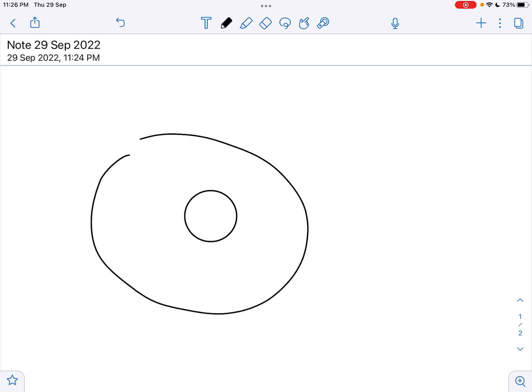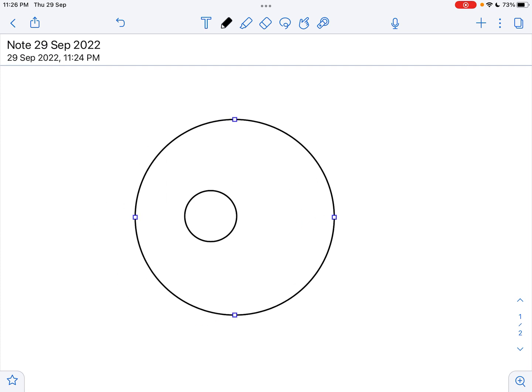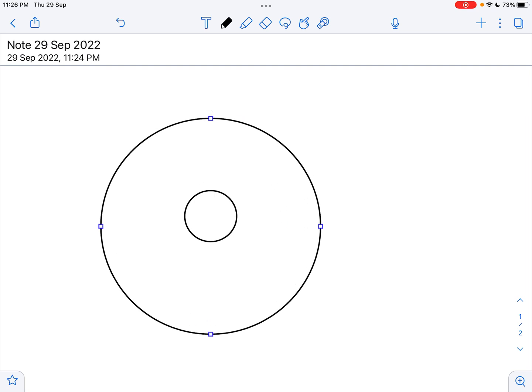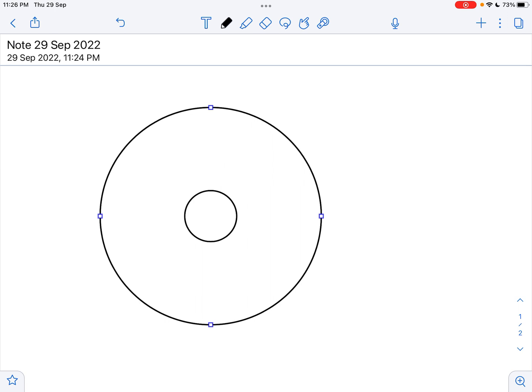Hi everyone. We'll do a problem today consisting of a non-conducting sphere concentric with a spherical shell. So that's the spherical shell. Let's make it a little bit larger.